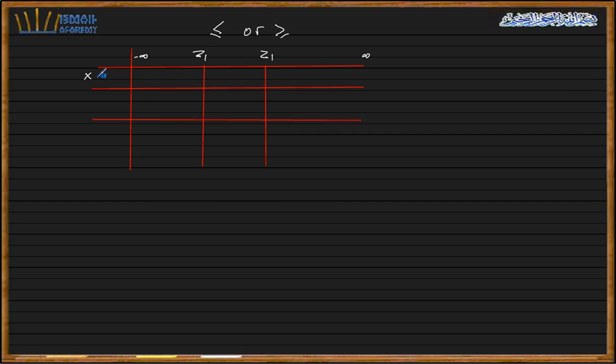So here is x minus z1. This is x minus z2. This is the value of x, so those are all the possible x. At z1, this expression becomes zero, so I'm going to put zero here. At z2, this expression becomes zero, so I'm going to put zero here.